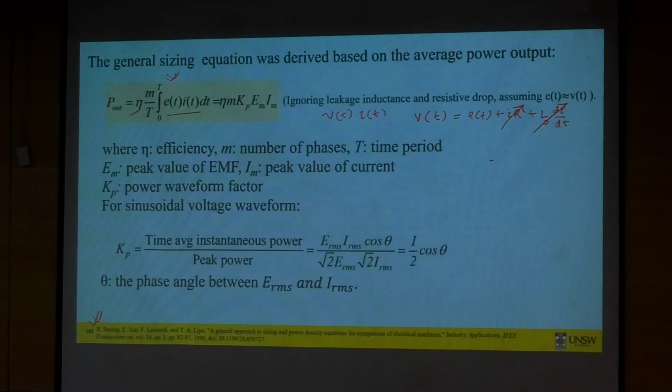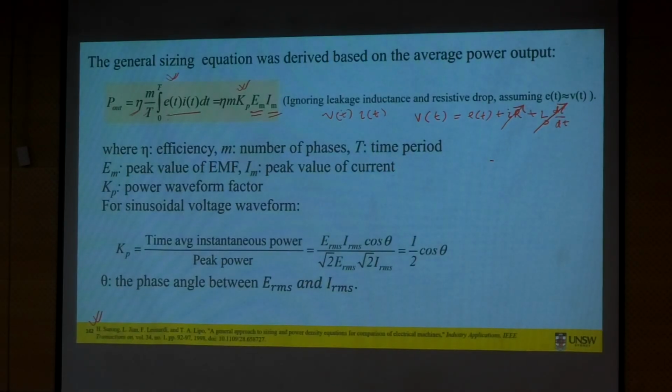And efficiency, we may assume at this point something, let's say 95% or 98%. So we can assume the efficiency that we are aiming to get. Now, if we do this integration, obviously the time period will cancel out, and we will end up having the peak value of the back EMF times the peak value of the current multiplied by a factor Kp.